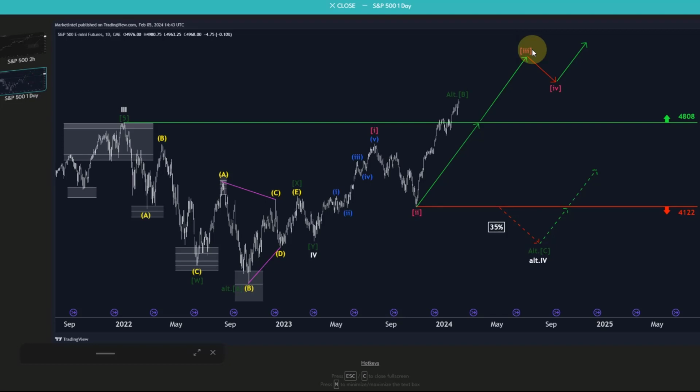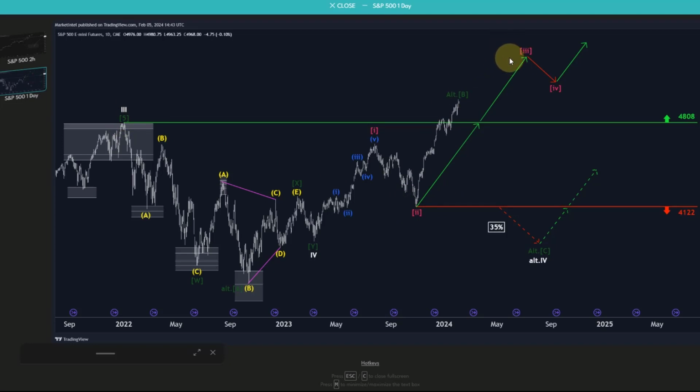However, this is only the daily time frame. So in a minute, we're going to take a look at the 2-hour chart, and you can actually see the subdivisions and the sub-wave count within magenta wave 3. You can see that most recently the chart broke above the $4,808 resistance level, the third wave top that formed already, I think it was early 2022. And we're basically in this third wave now.